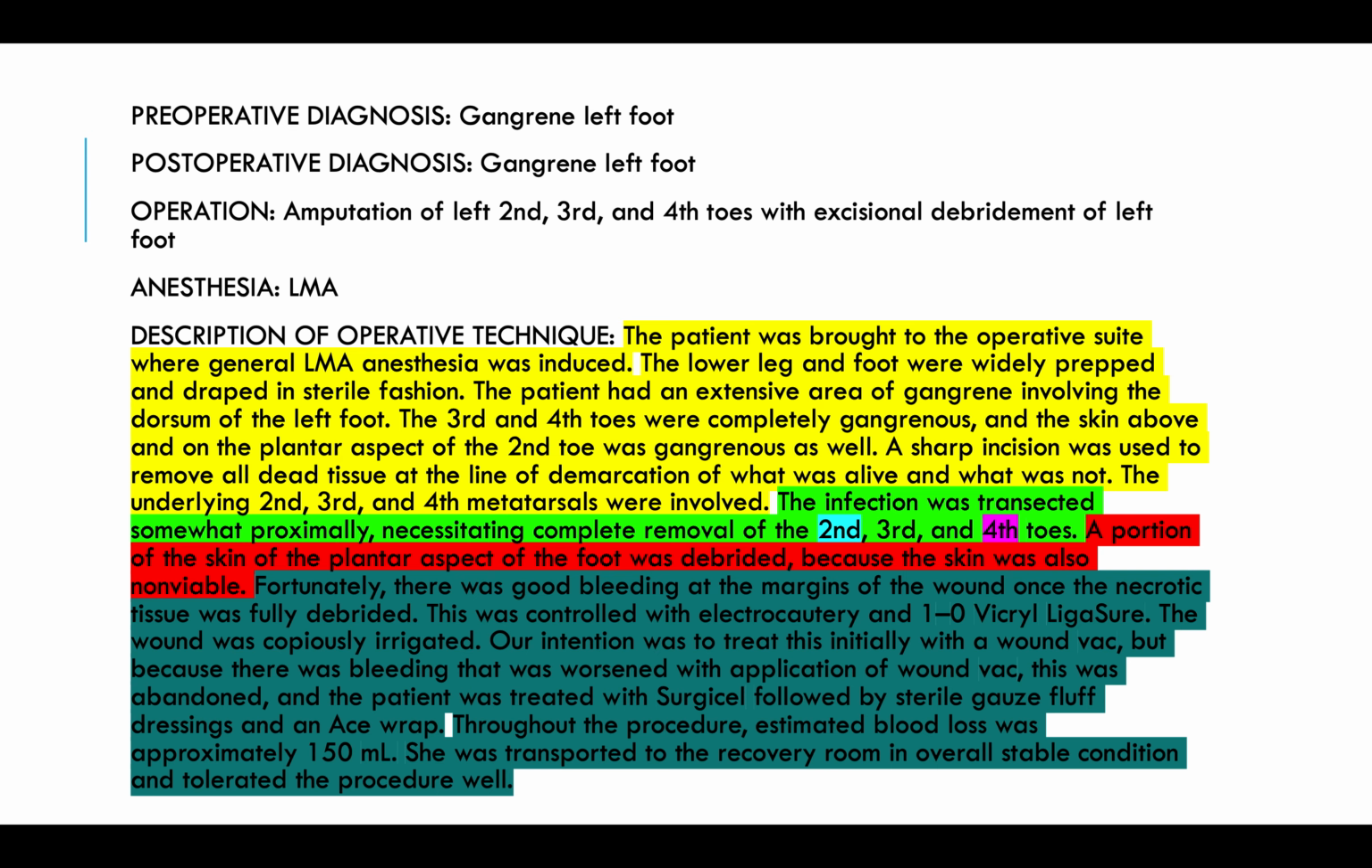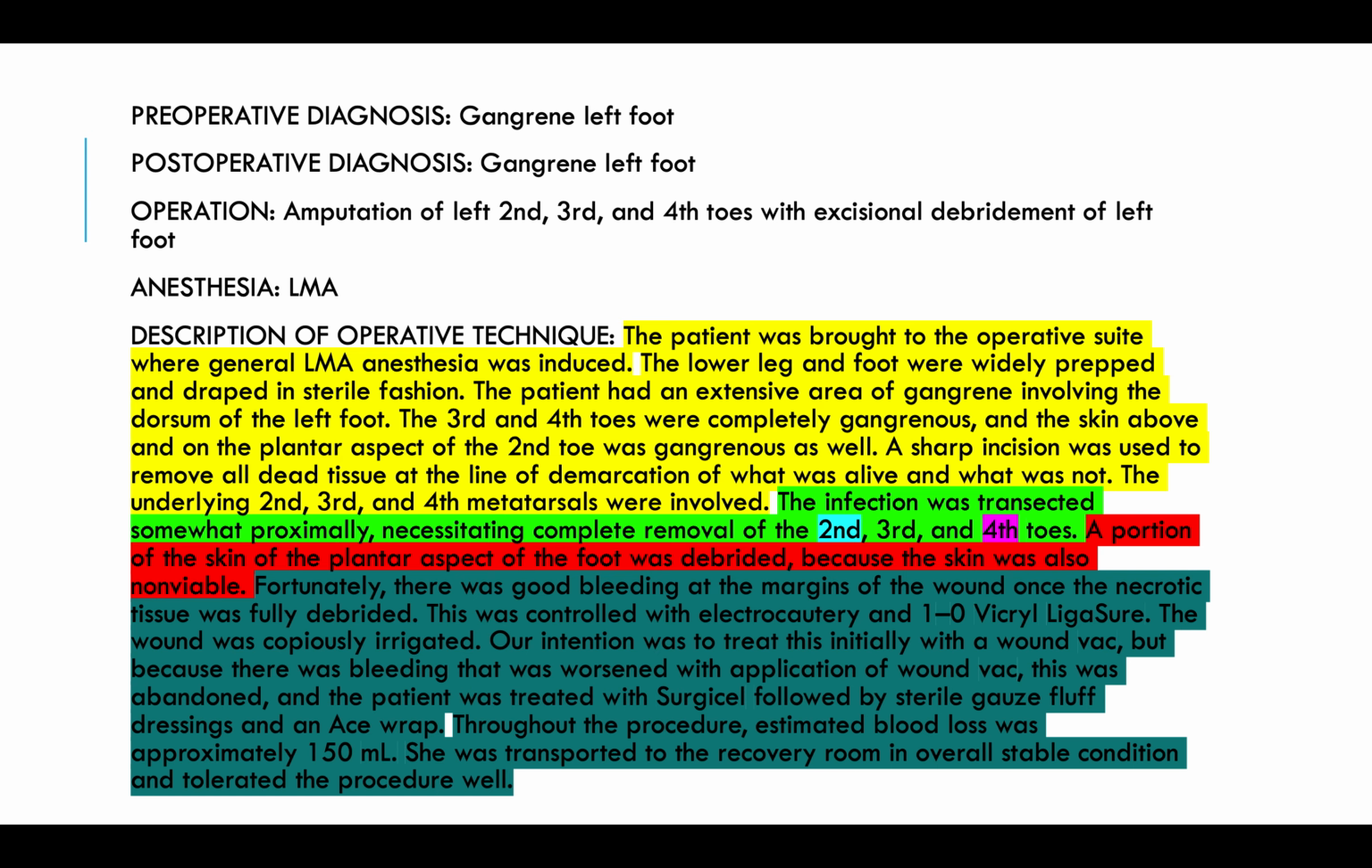The next line: a portion of the skin of the plantar aspect of the foot was debrided because the skin was also non-viable. I have another procedure here. So in this case, I have 4 procedures. This is excisional debridement of the left foot. So it's basically cleaning out the skin to take out all the dead tissue. Okay, so I have 4 codes already prospective here.